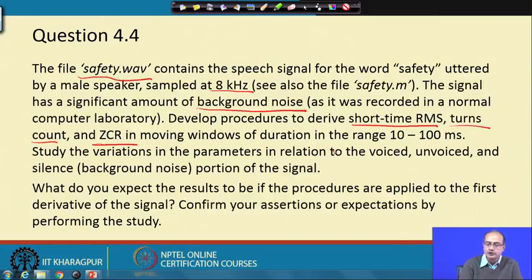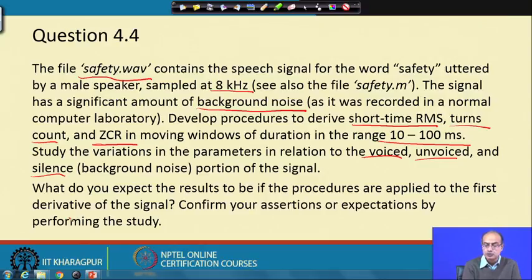In a moving window of duration 10 to 100 milliseconds, so the moving window size is changing, study the variation of the parameters in relation to voiced, unvoiced and silent portions, that is the background noise portion of the signal. So, what is the change in the activity of RMS value, turns count or ZCR for different types of signal, voiced, unvoiced or silence? That means, when only the background noise is present.